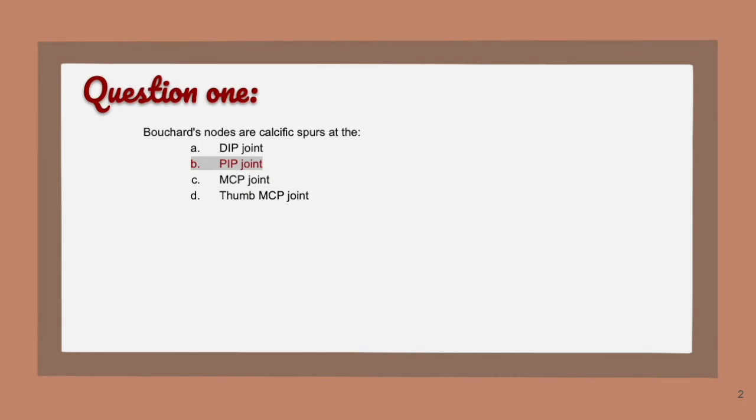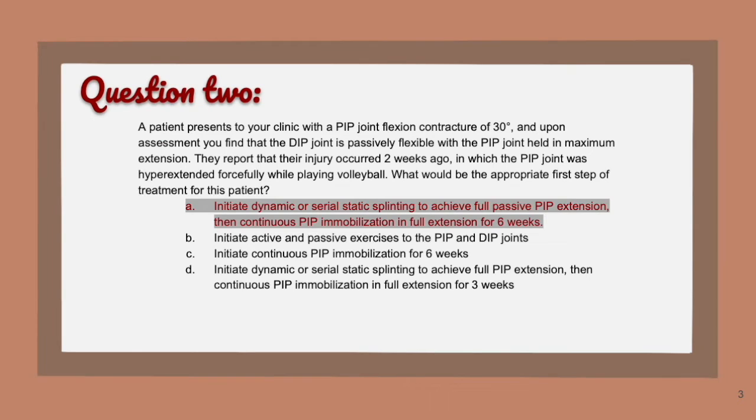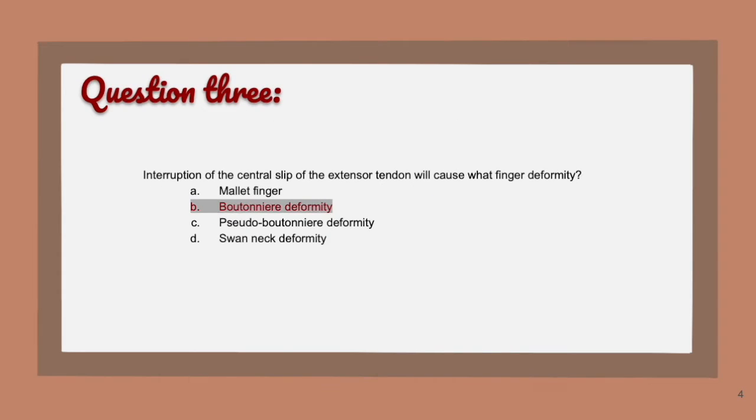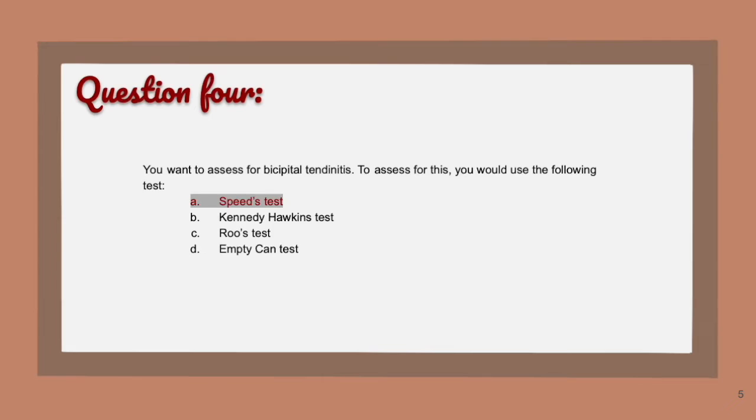Question 1, the answer is B, the PIP joint. Question 2, the answer is A, initiate dynamic or serial static splinting to achieve that full passive PIP extension and then continuous PIP immobilization in full extension for 6 weeks. Question 3, the answer is B, boutonniere deformity. Question 4, the answer is A, Speed's test.